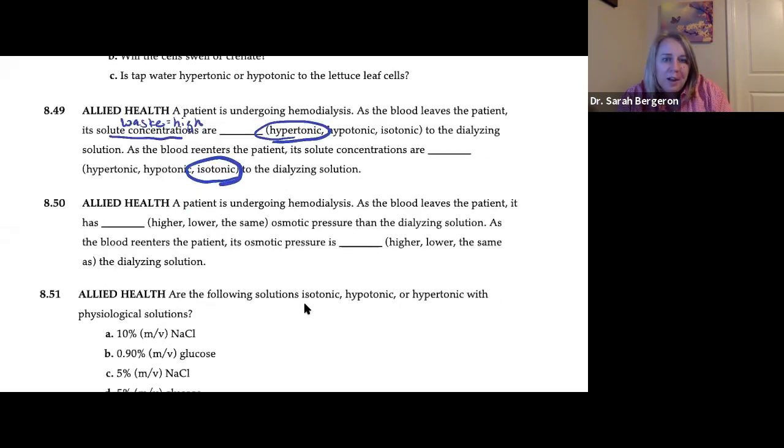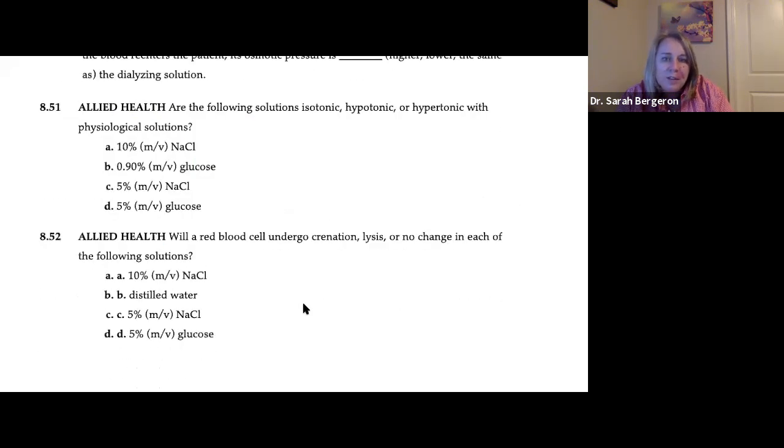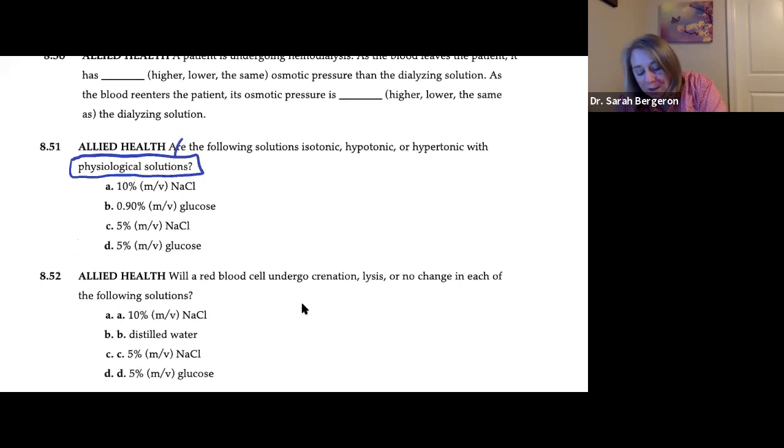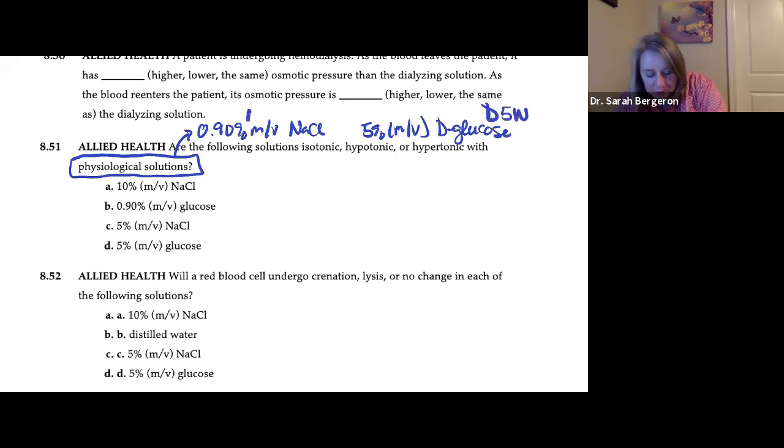Okay, let's see. Are the following solutions isotonic, hypertonic, or hypotonic with physiological solutions? Remember I said you had to know this? Do you remember what it was? It was 0.90% mass by volume of NaCl, right? And 5% mass by volume D-glucose, right? So this is D5W and this is NS, normal saline, right?